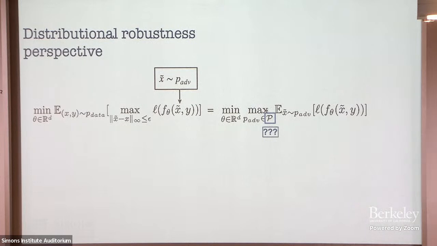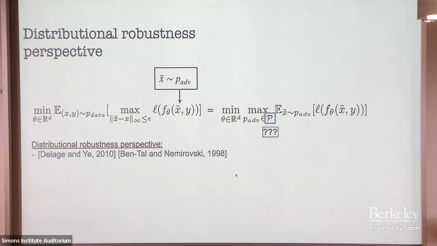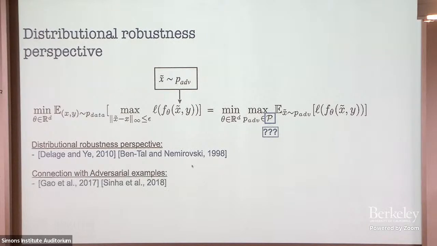For a general P, this is called distributional robustness, and I think we're going to have a very nice talk about this right after me. It's a very old field that starts before 2000, and some people have recently drawn connections with adversarial examples. I'm not the first one to notice that there is a connection between these two formulations.